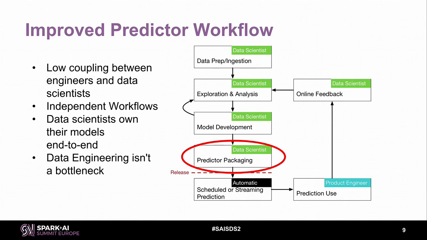So they can be iterating on more models, which means the product engineer can start picking between models, and they're not waiting on some specific recommender engine. There are multiple ones flowing out of data science because they're faster. And data scientists own their models end to end, and we're not the bottleneck anymore. That's what I'm going to cover.